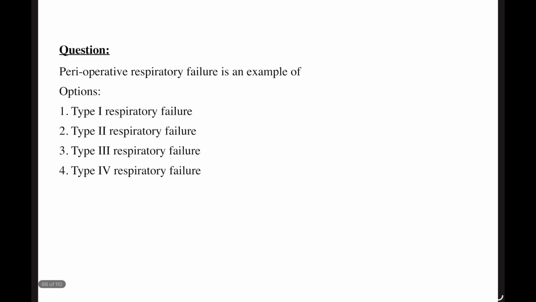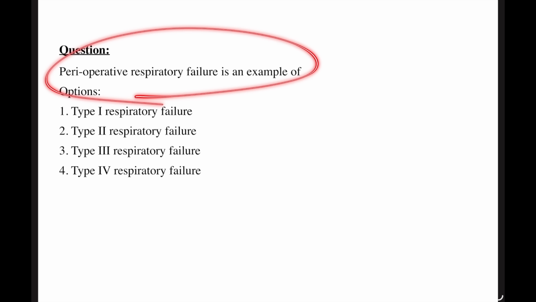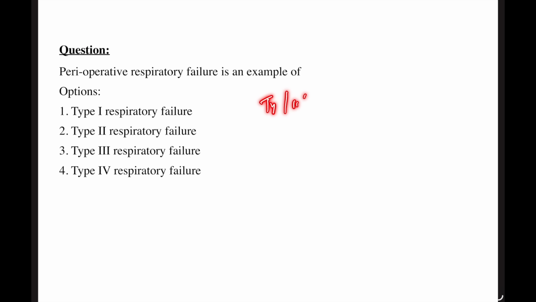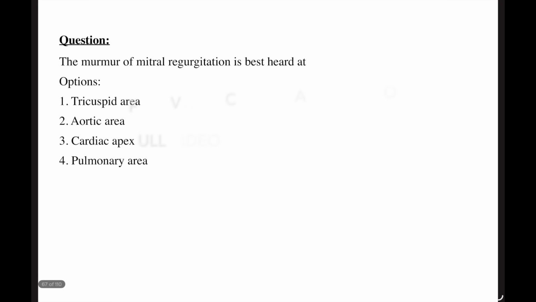I have discussed this question in greater detail in the regular course. You need to know what is type 1, 2, 3 and 4 respiratory failure. This perioperative respiratory failure is type 3 respiratory failure. It is mainly because of atelectasis of the lung. After general anesthesia, there is a decrease in the functional residual capacity of the lung, so the dependent lung components collapse. This atelectasis leads to perioperative respiratory failure, also known as type 3 respiratory failure.